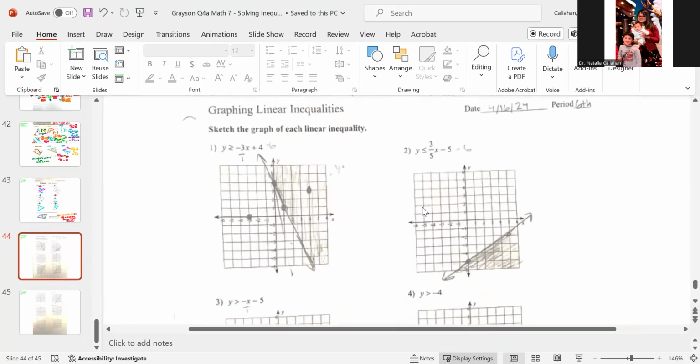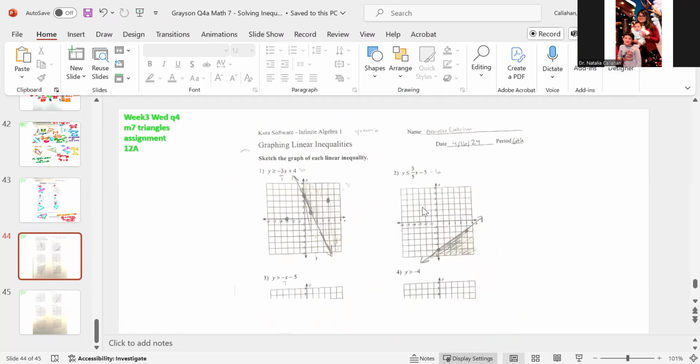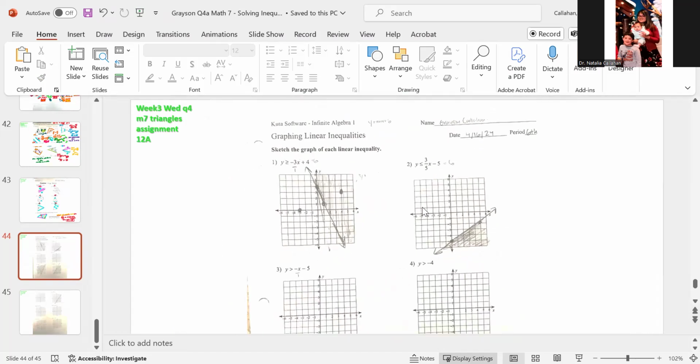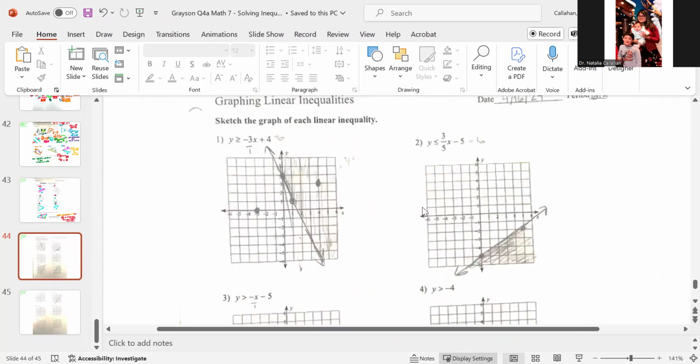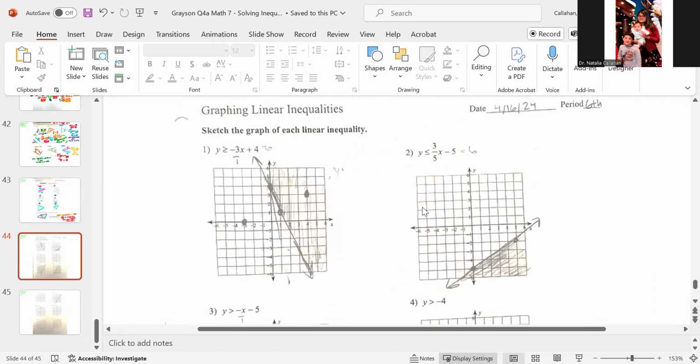All right, so we're going to take a look today at week 3, Wednesday, quarter 4, Math 7, triangle assignment 12A. It's two-sided, and this is the one where you're going to be graphing linear equations and then also shading. So b is 4, right? This is always going to be on the y-axis.